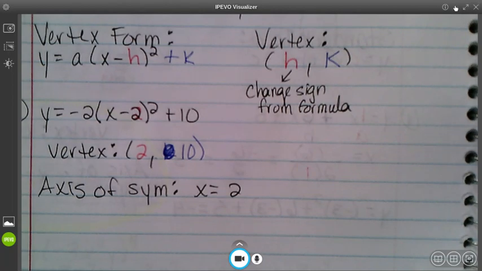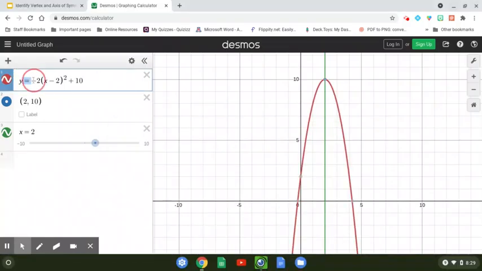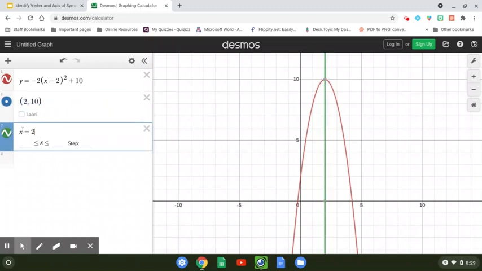So I've got this already in Desmos. I've got my equation right here in red. I've got my vertex here in blue right there. Then I've got my axis of symmetry here in green. So the vertex is where it needs to be. The axis of symmetry is going through the vertex, and it is symmetrical. It's a vertical line. Everything's good to go. So this can be checked in Desmos as well.